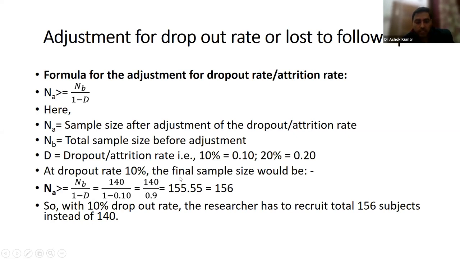When we solve it, it comes to 155.55. It is 156. We always have to take a round figure. So with a 10% dropout rate, the researcher has to recruit a total of 156 subjects or participants instead of 140. This is the adjustment for dropout rate or loss to follow-up rate. This is for a single proportion.